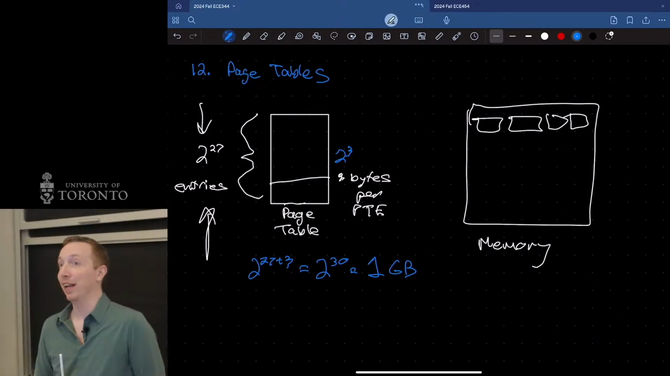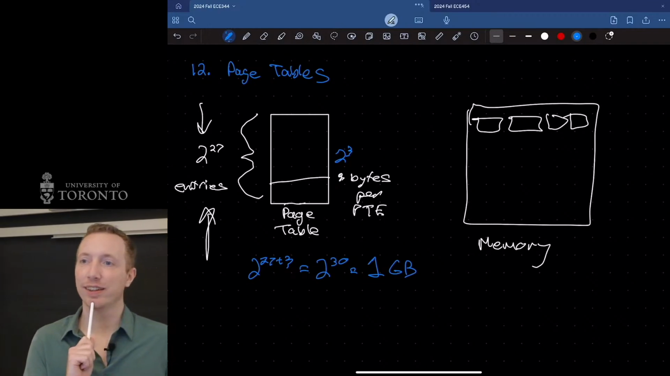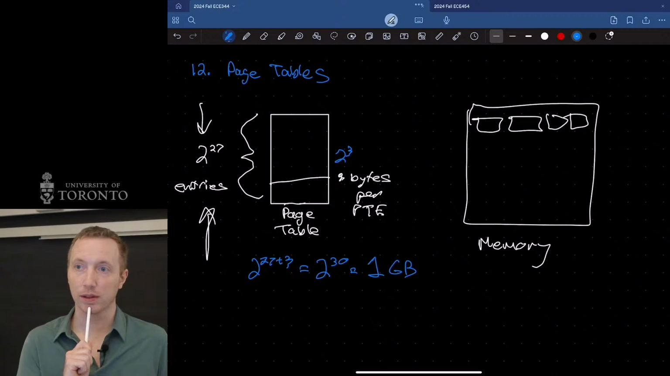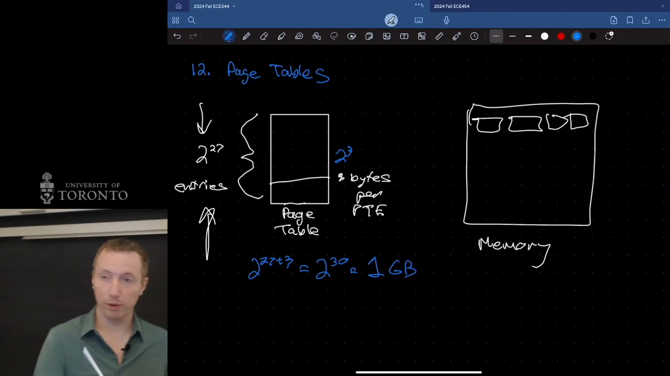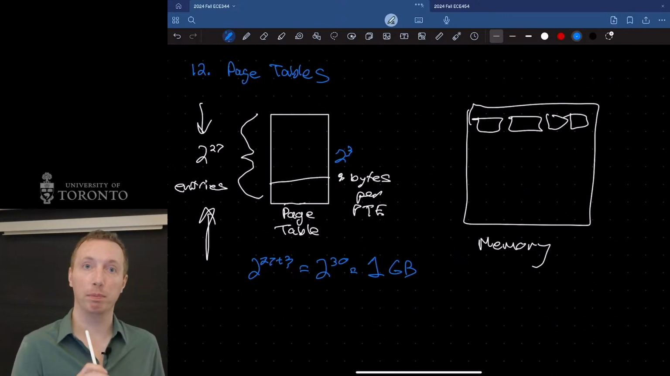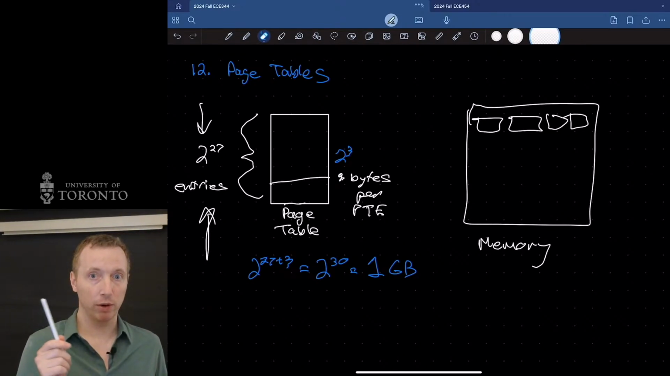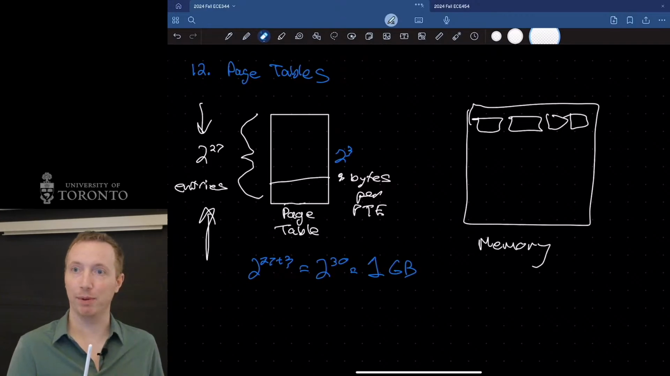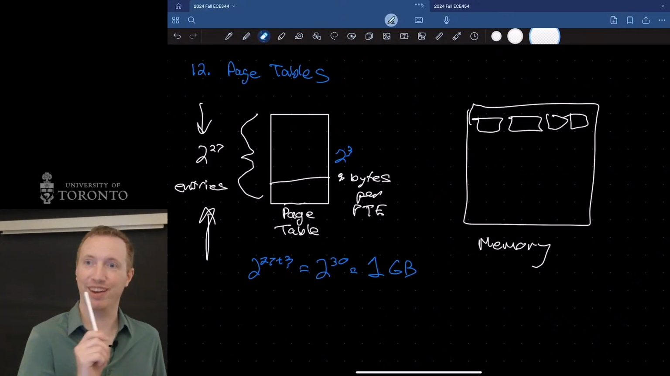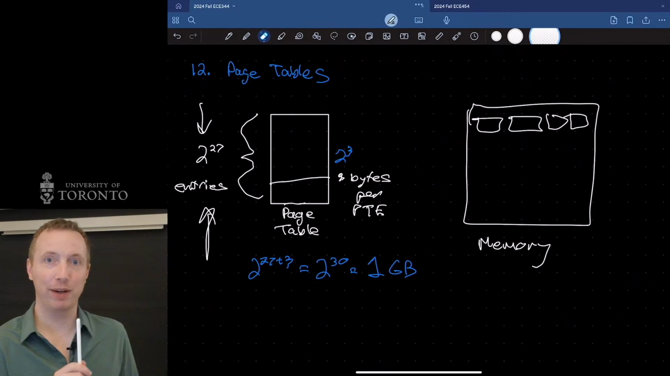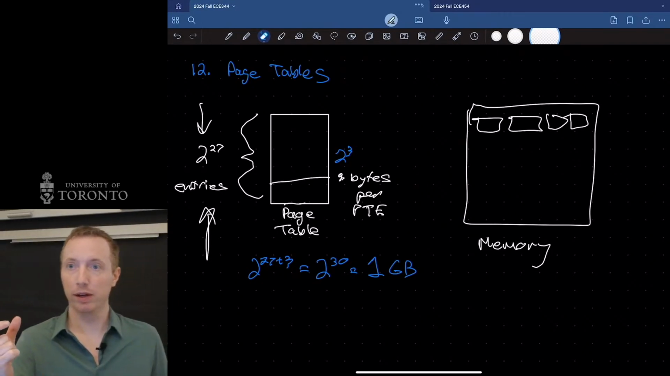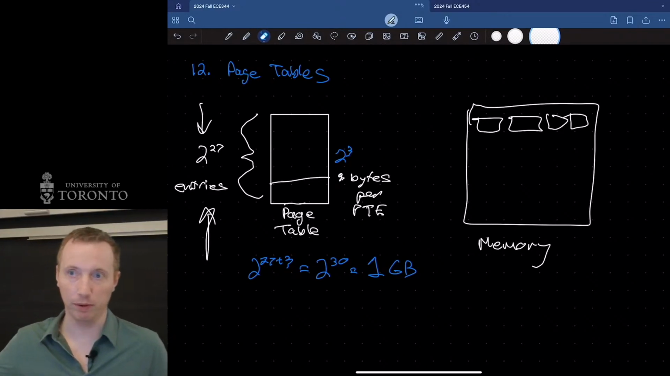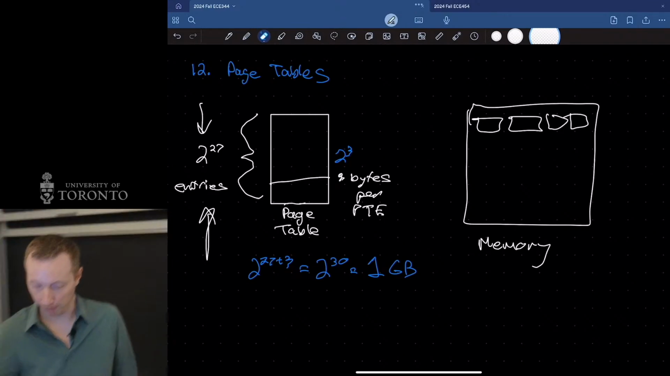For clarification, does 2 to the power of 27 represent the number of pages or the number of entries in one page? The question is, is 2 to the 27 the number of virtual pages or the number of entries in the page table? The answer is, it is both. It's the number of virtual pages, and each virtual page needs an entry in the page table to tell us what physical page it maps to. So same answer for both.